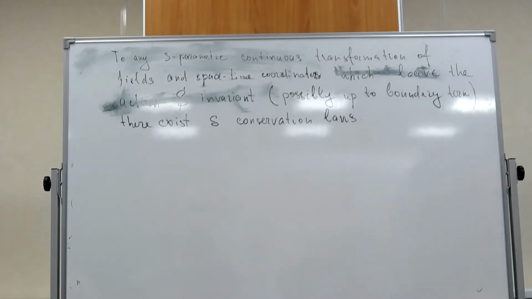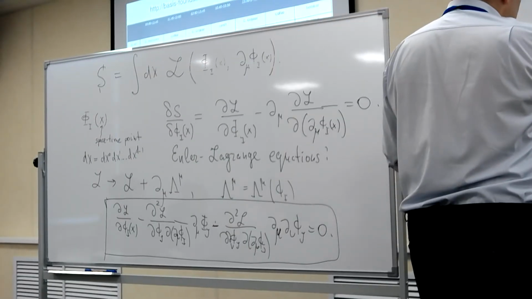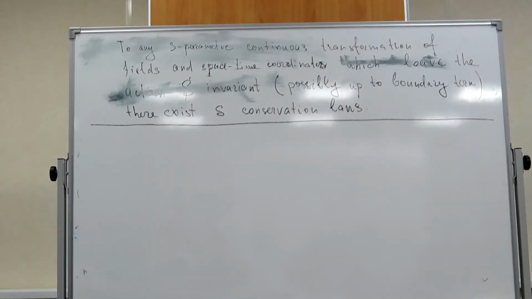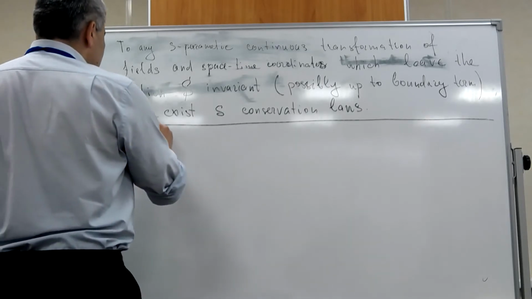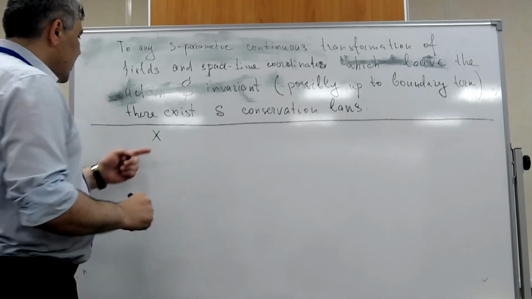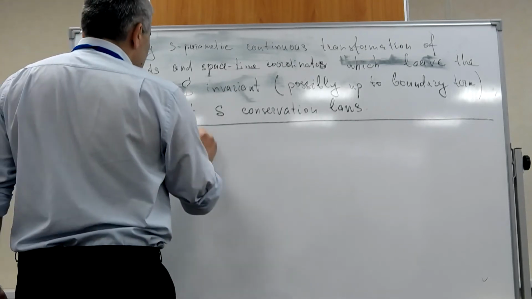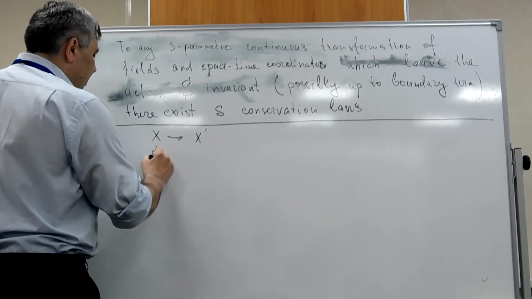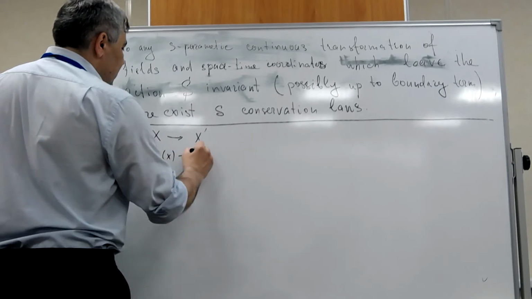So basically, this theorem tells the following. There is a symmetry, or almost symmetry, of the action, which depends on s parameters in a continuous way. So you can make continuous transformations of your fields and space-time coordinates. And if these transformations leave your action invariant, possibly up to the appearance of the boundary term, like this one, then you can derive from the statement that there are s conservation laws. And now I'm going to sketch you a proof of this statement.